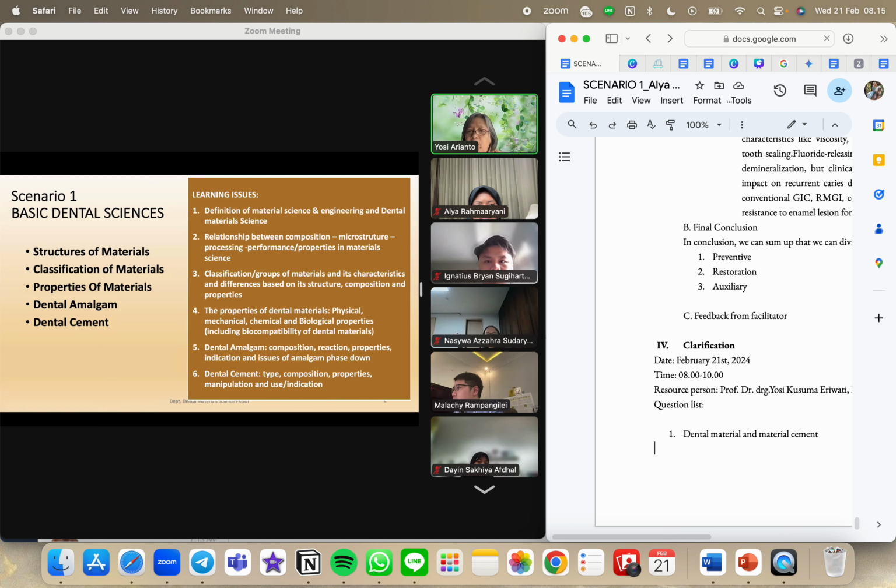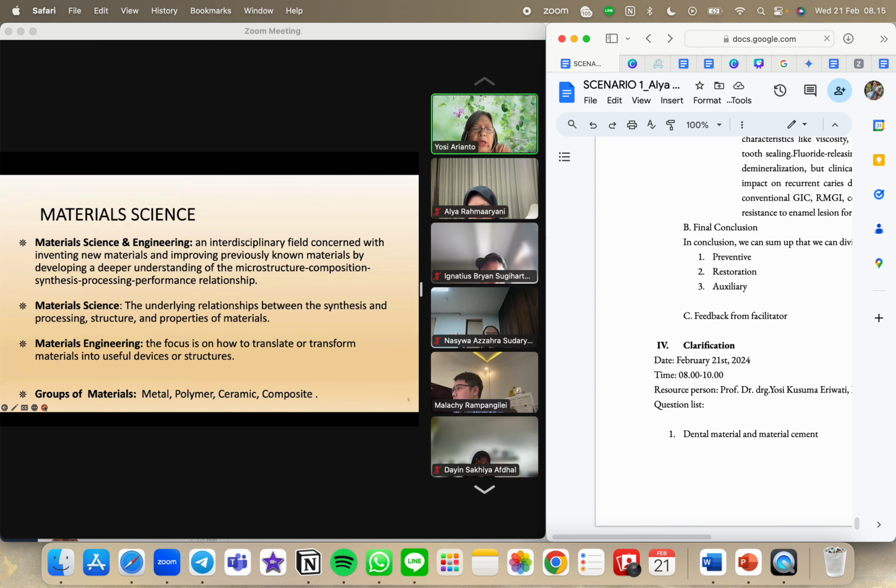Okay. So second one is microstructure, processing, and performance in material science, and the classification of group of materials. This of dental materials is very important because you will use these materials, but in using these materials, you have to know about their properties. Yeah? And then we will cover the dental amalgam and dental cement.